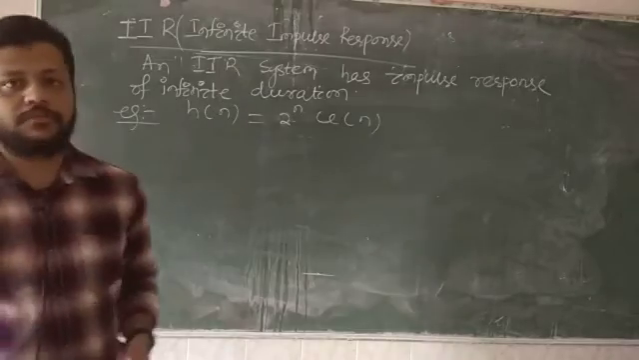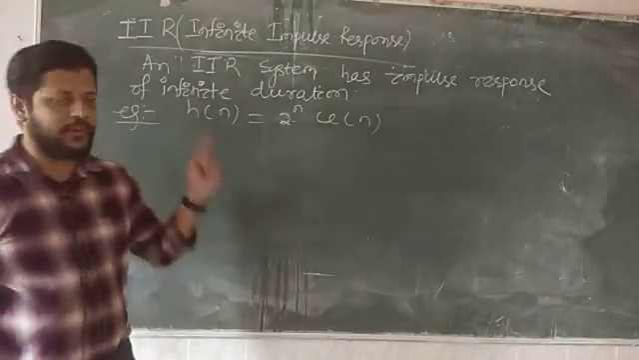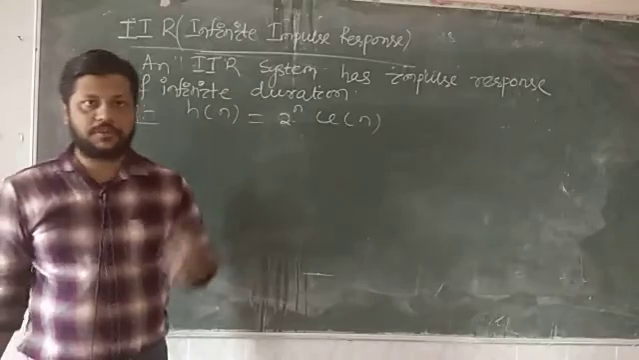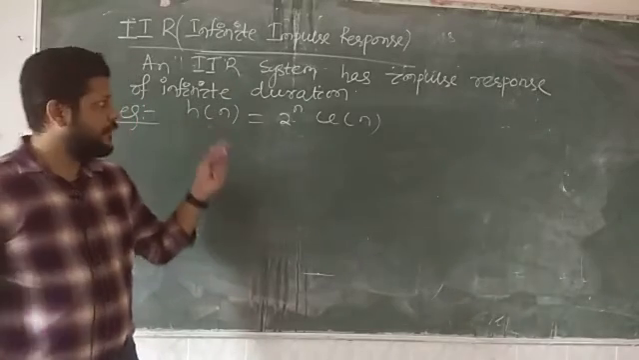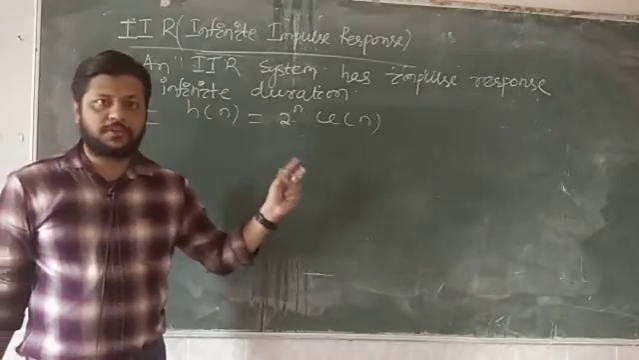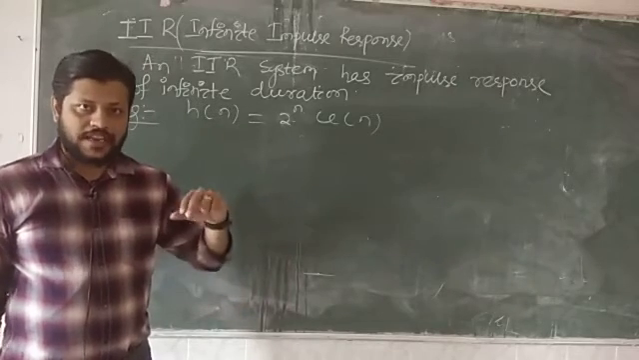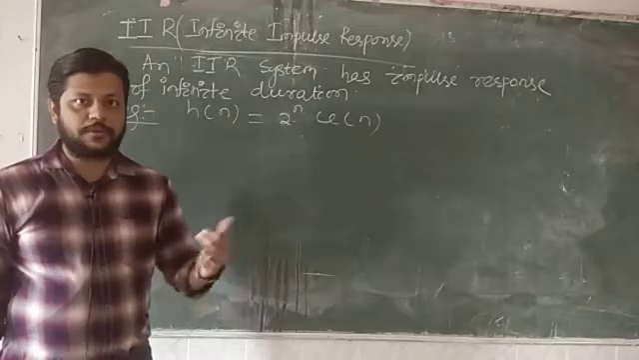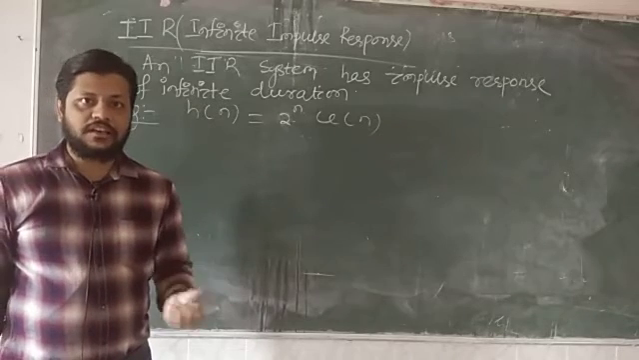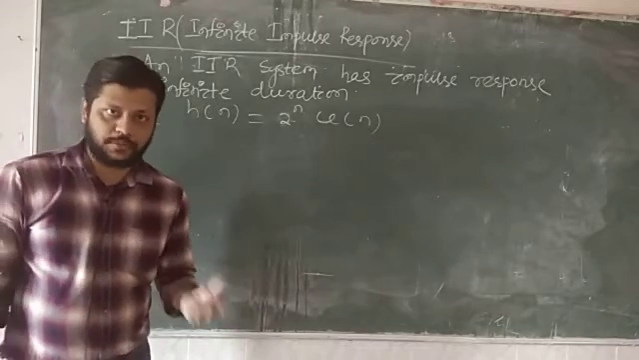So the next type of system is the IIR system, that is infinite impulse response. IIR stands for infinite impulse response. The name itself signifies that the impulse response must be of uncountable, that means infinite duration, where we cannot count the number of samples. In the previous example we have seen 3 samples present, and that is a finite duration impulse response.